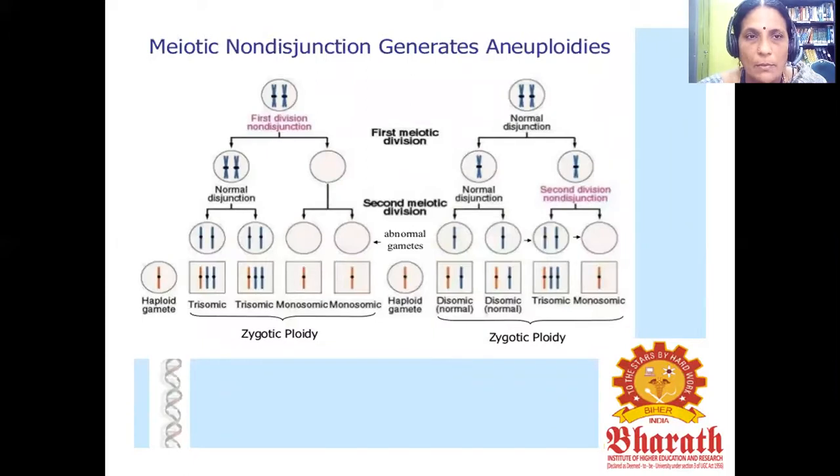Next we see how meiotic non-disjunction generates aneuploids. You see the first meiotic division. Here is the zygotic ploidy in first division non-disjunction, and the zygotic ploidy in normal disjunction. You see the abnormal gametes present in first division non-disjunction that produce haploid gametes that are trisomic and monosomic.